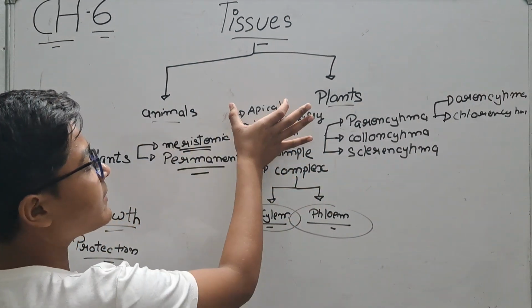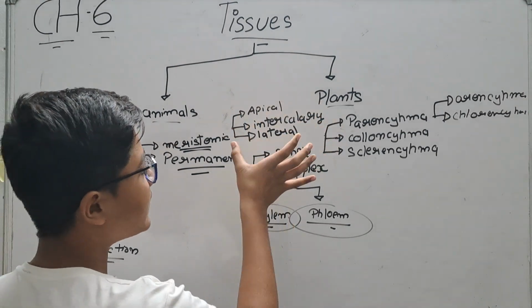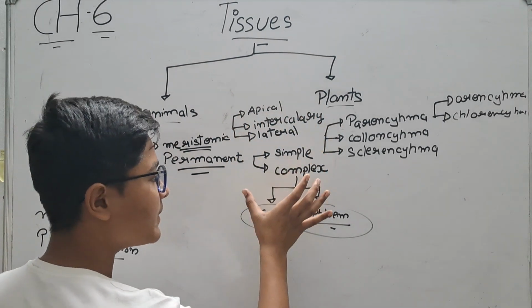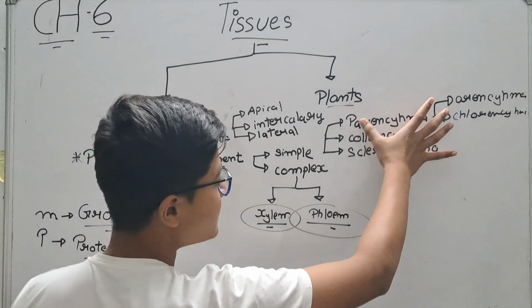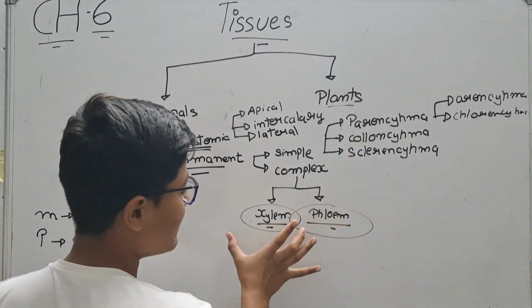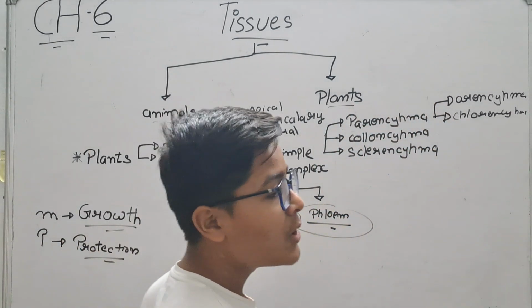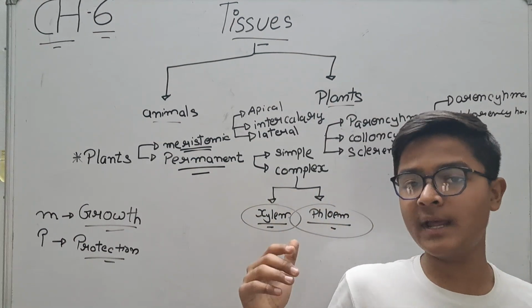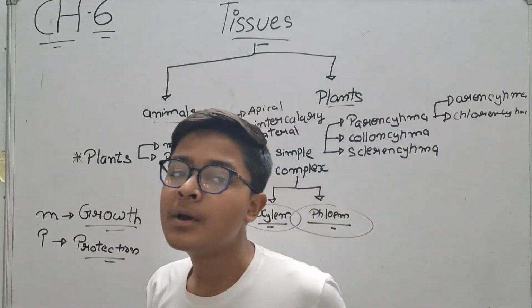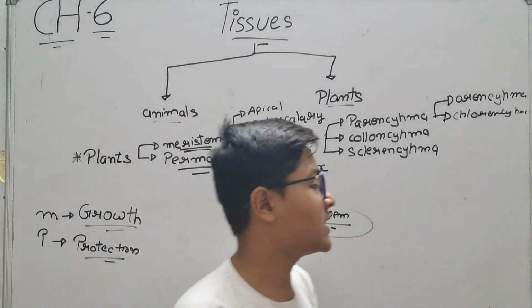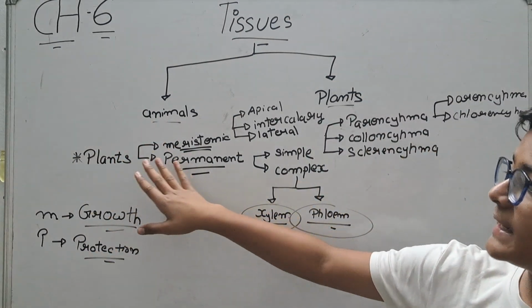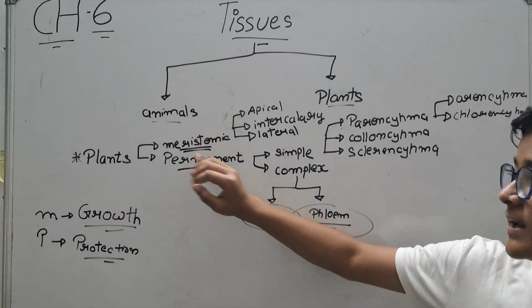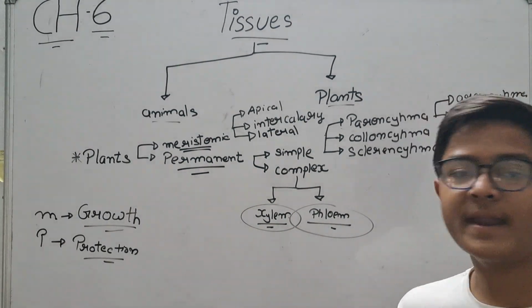So let's move to a particular topic. For meristematic: apical, intercalary, lateral. For permanent: simple, complex. And the further division: parenchyma, collenchyma, sclerenchyma, xylem, phloem. Let's do the further division and study them in more detail. Let's continue with plant tissue, starting with meristematic, then we will do permanent.